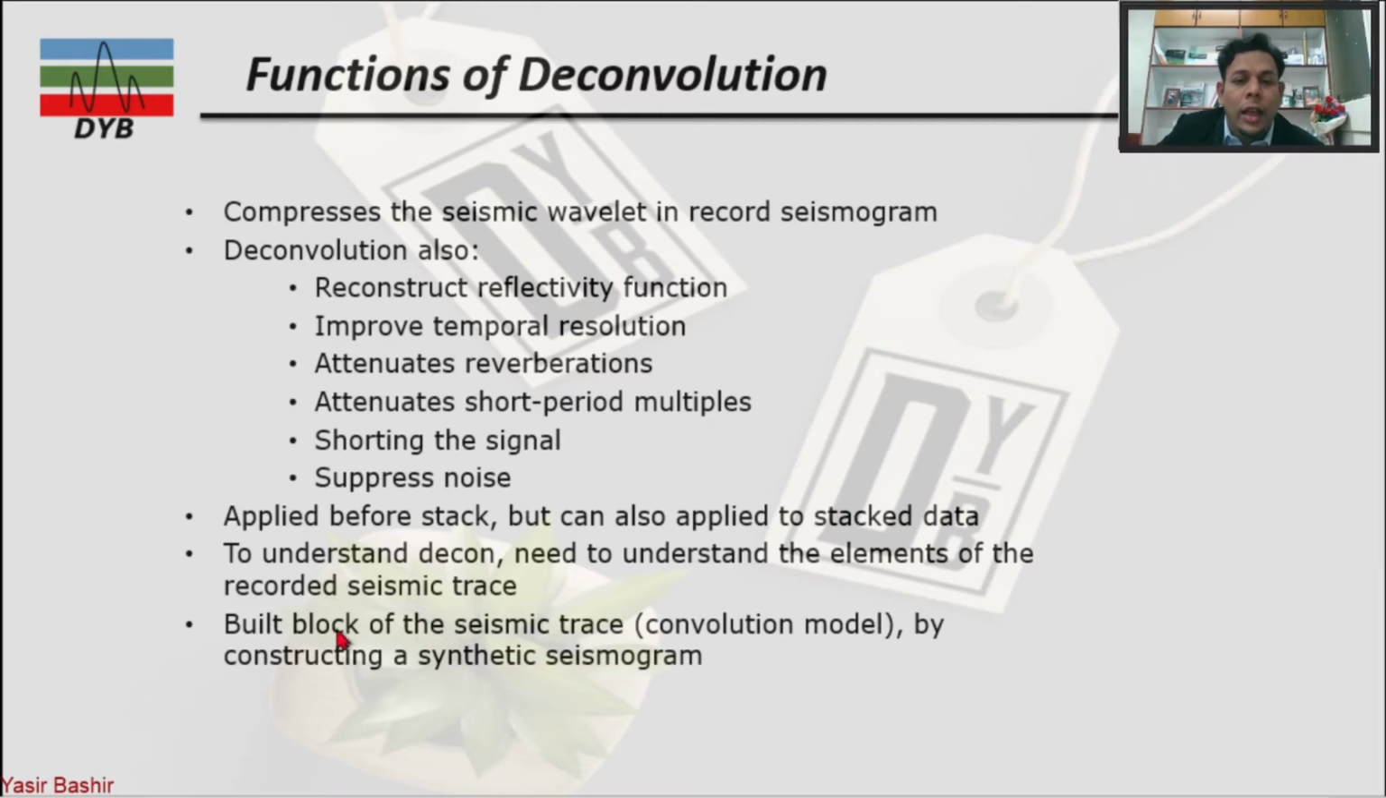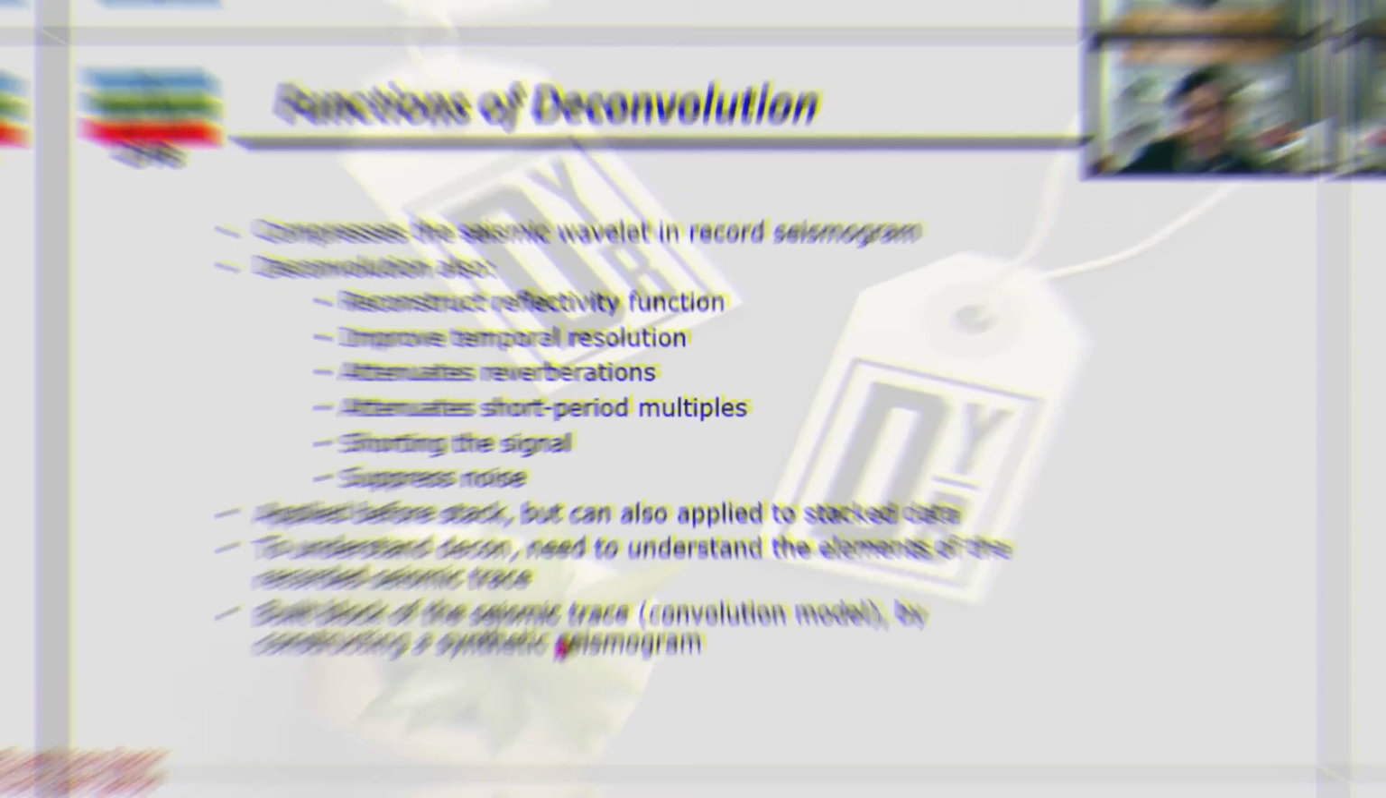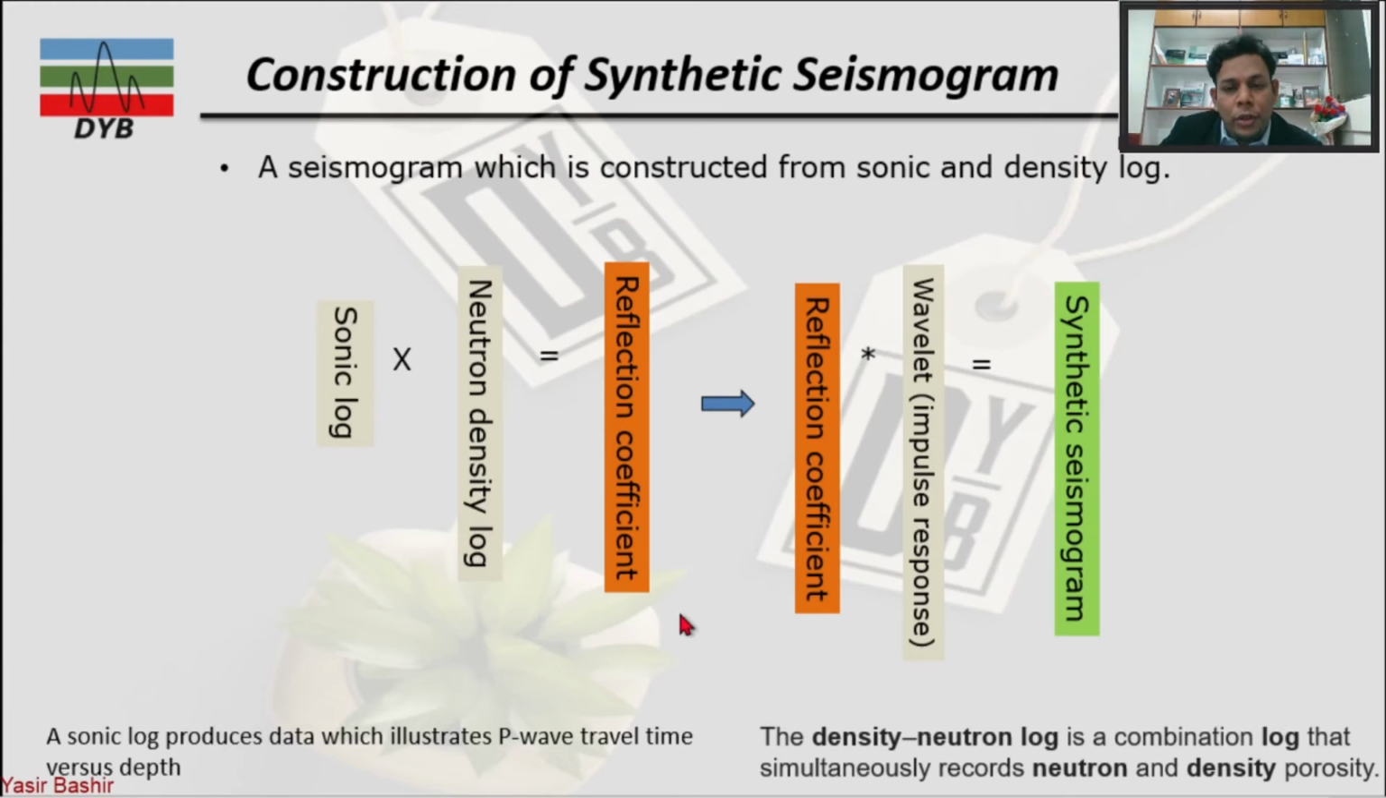So before that, I'll explain a little bit about the seismic trace and how it is actually produced. In the case of well-log data, we have the sonic log and the density-neutron log, which is actually a combination of the neutron and density porosity logs. By these two methods, these two curves produce the reflection coefficient, which is called RC. Then this RC is convolved with the wavelet, which is the impulse response. Then we can get the synthetic seismogram.